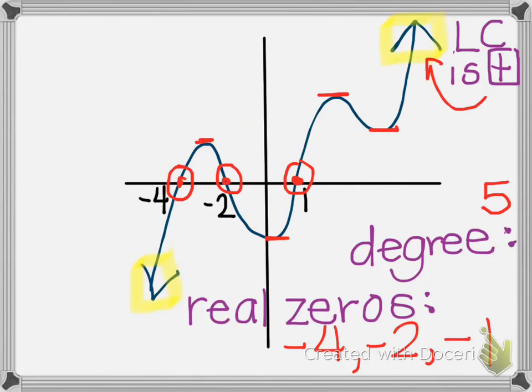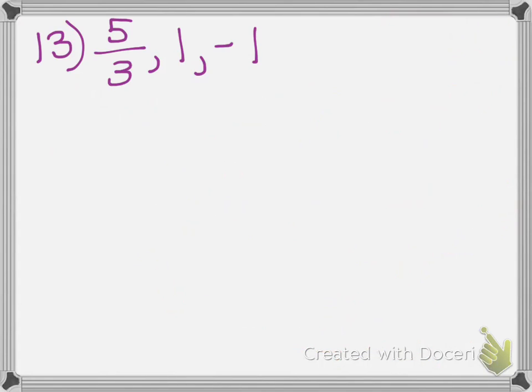So if I wanted to write this equation, I would have to figure out what the imaginary other 2 roots are, which we're not going to do right now. So let's look at number 13 from your worksheet. All right, on number 13 it tells us that the zeros are located at 5/3, 1, and -1. So from here I need to put this in factored form.